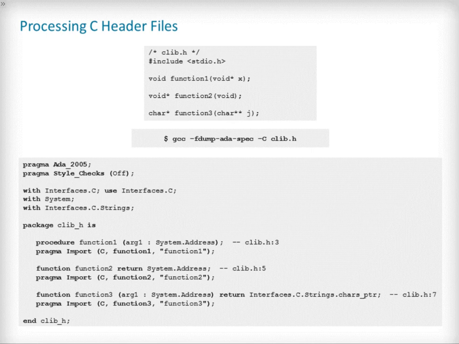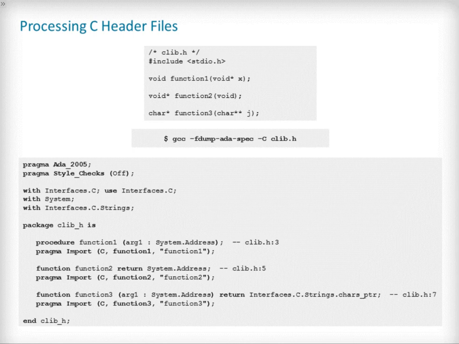The GNAT tools contain a very useful feature for automatically generating import pragmas for entities defined in C header files. The example header file here, called clib.h, provides 3 function prototypes with various return types and parameters. It is possible to produce an Ada specification for this C header file by passing a particular flag to the GCC compiler. The -fdump-ada-spec flag is passed to GCC along with the name of the C header file.